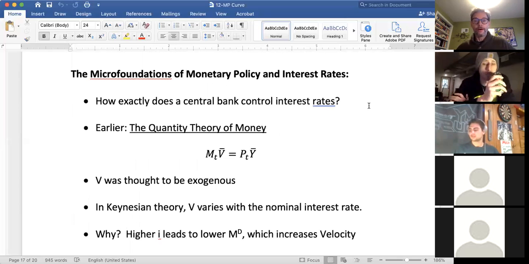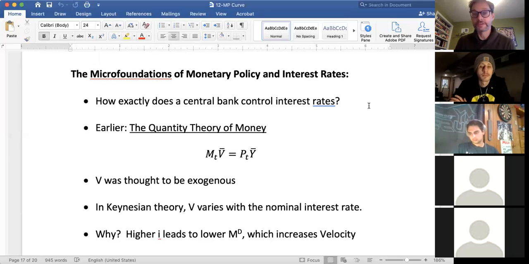So how exactly does the central bank control interest rates? We just assumed that the central bank controls interest rates this morning, but we didn't really talk about how. And so really what I want to talk about here is a review of some of the things we talked about in Principles of Macro, where we talk about how the central bank goes about changing monetary policy and changing interest rates.